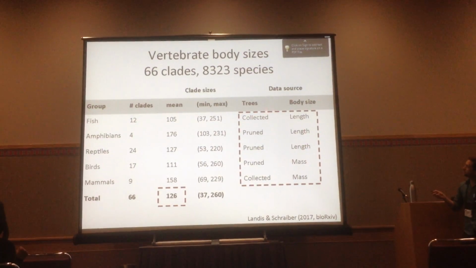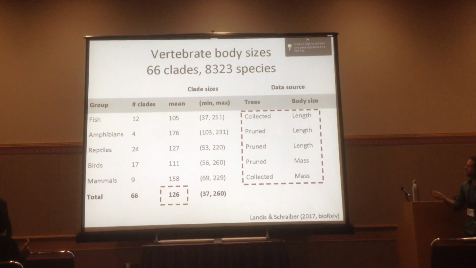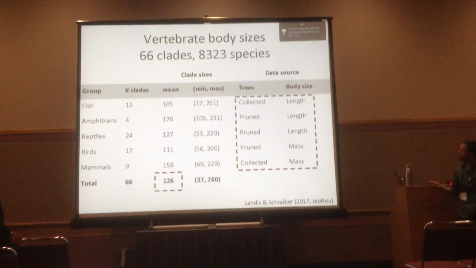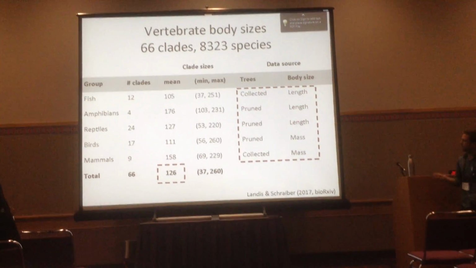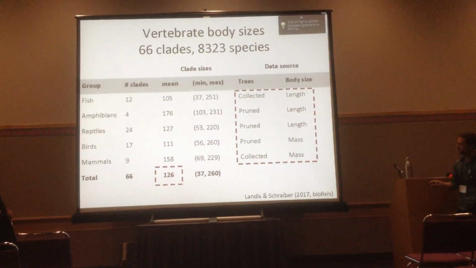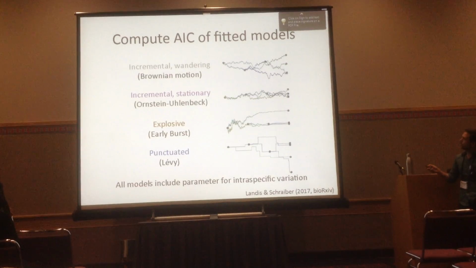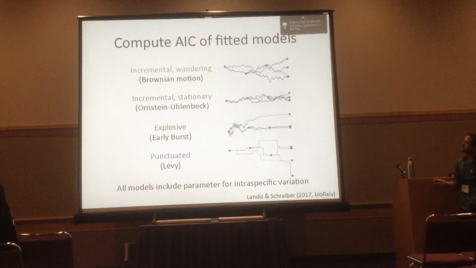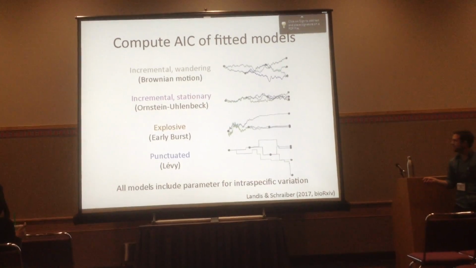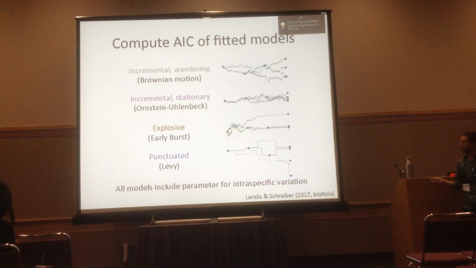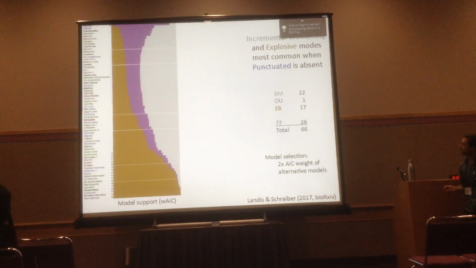The data set we used, just briefly, had 66 clades, about 8,000 species. We used a variety of ways of collecting trees, both super trees, meaning pruning out clades or collecting individual clades. We had length and mass measurements, about 126 taxa per clade on average. Here are the models that we fit. We're going to compute the AIC, a model fitness statistic for all those models. And all these models also include a parameter for interspecific variation. I'll get into that detail in a moment.